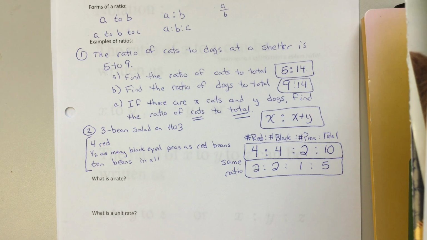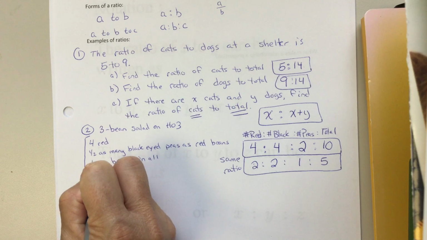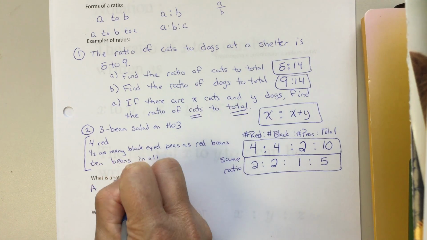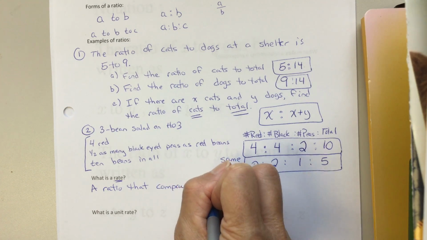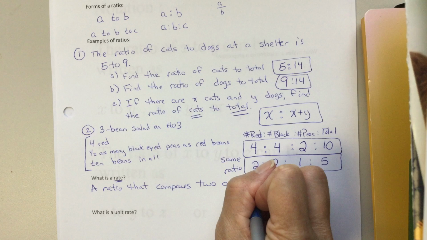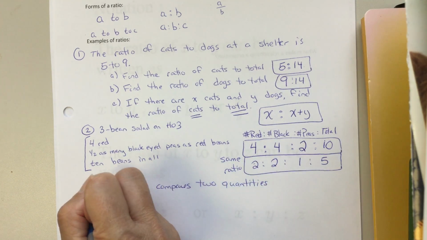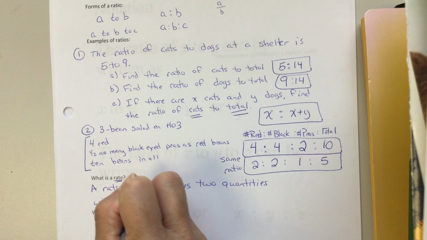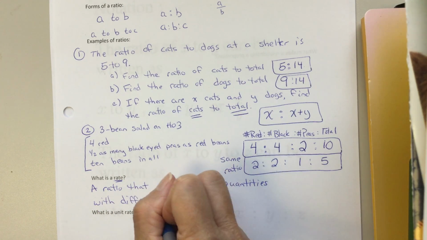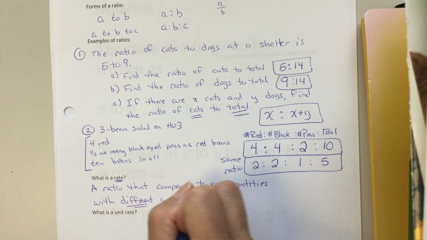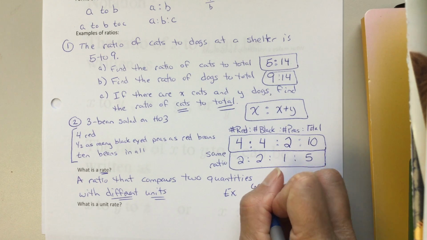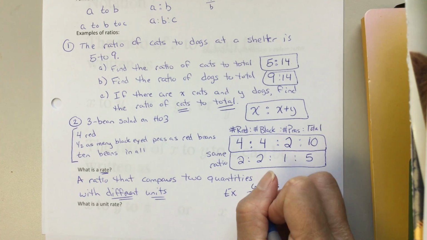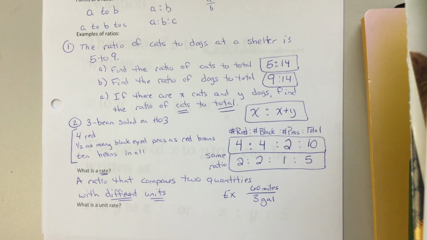The next thing we wanna talk about is a rate. So a rate is a type of ratio. So it is a ratio that compares two quantities with different units. So the key here is different units. Okay, so for example, maybe I give you 60 miles was traveled using 3 gallons of gas. So we've got miles and gallons, so we've got 2 different units there.